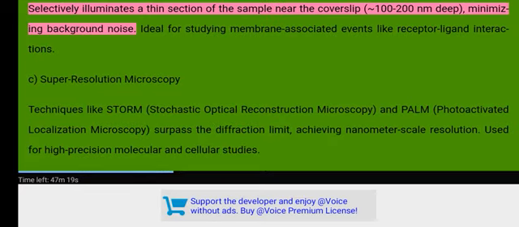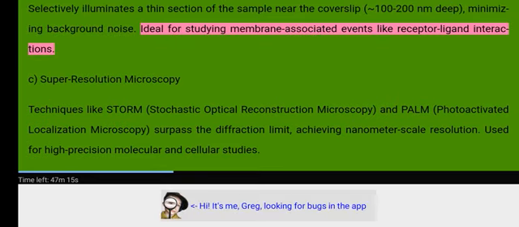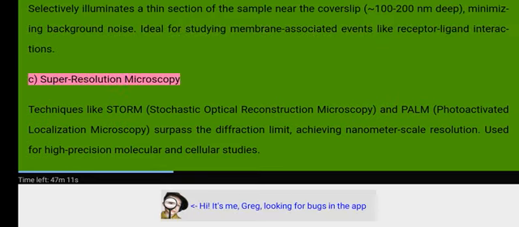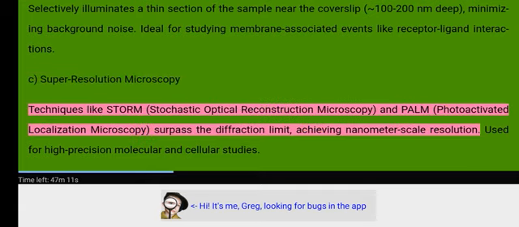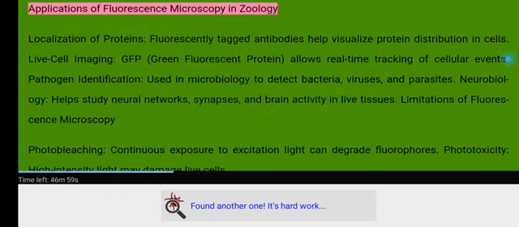Selectively illuminates a thin section of the sample near the cover slip, approximately 100 to 200 nm, minimizing background noise. Ideal for studying membrane-associated events like receptor-ligand interactions. C. Super-resolution microscopy. Techniques like STORM, stochastic optical reconstruction microscopy, and PALM, photoactivated localization microscopy, surpass the diffraction limit, achieving nanometer scale resolution. Used for high-precision molecular and cellular studies.